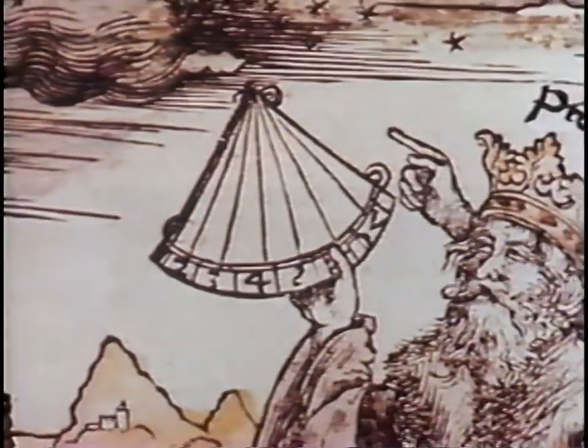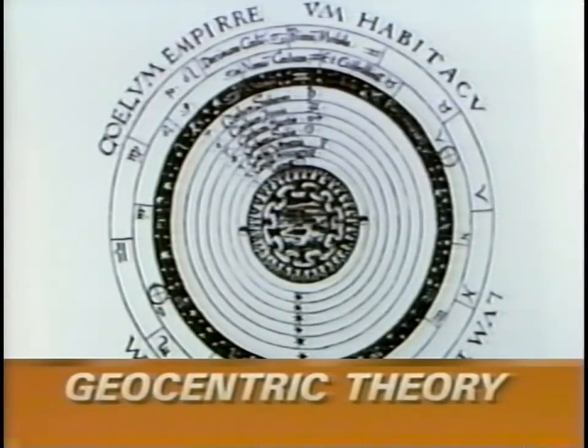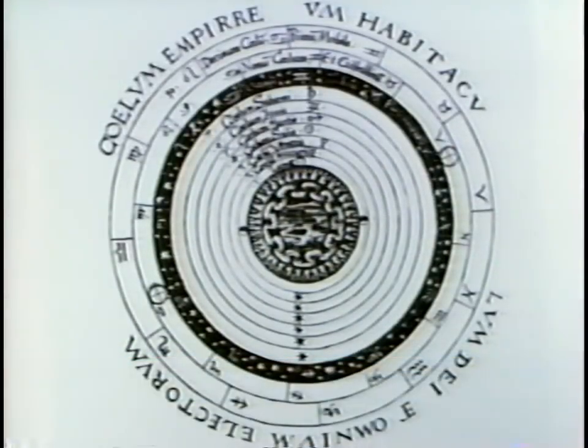Later, about 150 AD, Ptolemy presented the geocentric theory, the belief that the earth is stationary at the center of the universe, with the sun, moon, stars, and planets revolving around it in complex orbits.